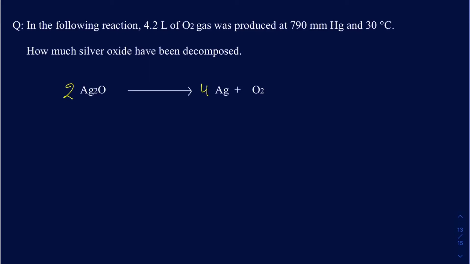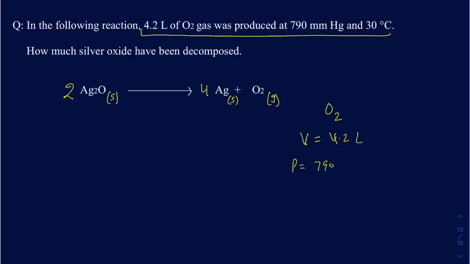This silver oxide is actually a solid, so that's why it's decomposing and it's making silver. That's going to be solid, and your O2 is going to be a gas. So the question tells us when you do this reaction, you're producing this much gas, and they don't give you the mass of the gas, but they gave you the pressure, volume, and the temperature of the gas. So I would say this information pertains to the oxygen. I'm given the volume to be 4.2 liters, the pressure to be 790 mm of mercury, and the temperature to be 30 degrees Celsius.